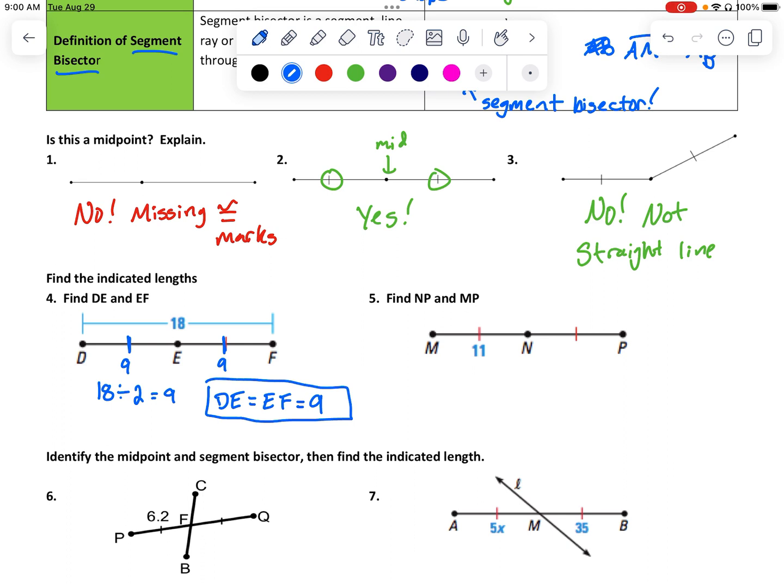On the next picture, again, they give us the congruent marks. So I know this piece is 11. So the whole thing would be 11 plus 11, or double 11, so 22. So NP equals 11, and MP equals 22.